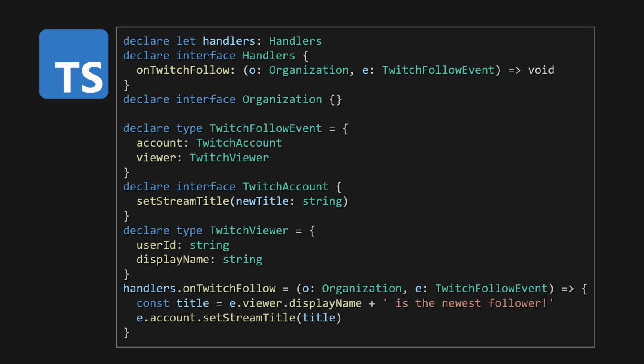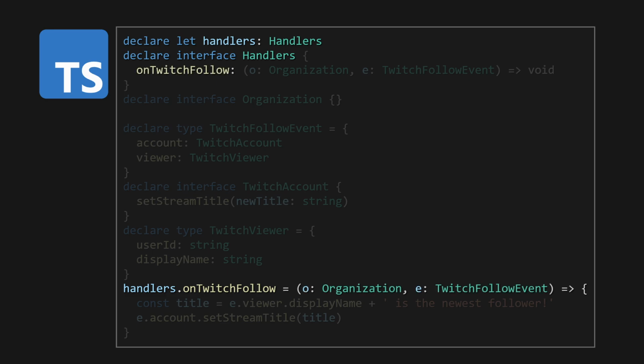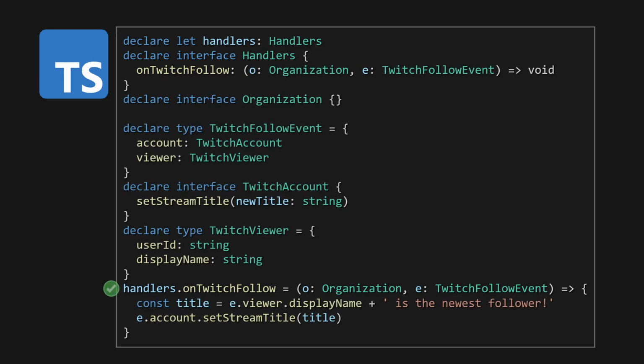This type checking process goes like this. Is handlers defined? Yep. Does it have a property called onTwitchFollow that we can assign to? Yeah. Is this value a function that takes these two parameters, something we can assign to that property? Yeah. So, okay, this expression isn't going to cause an error when we run it later.